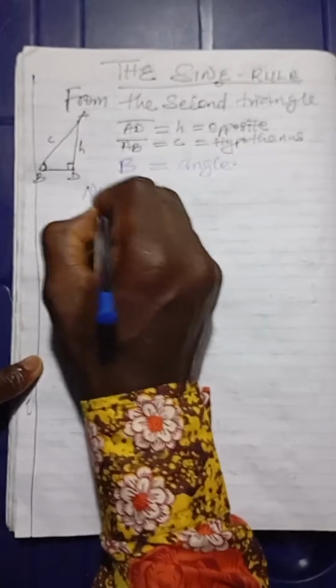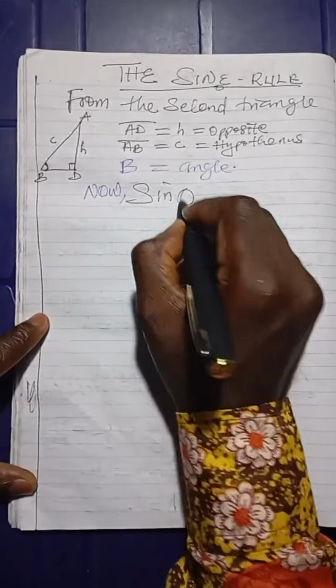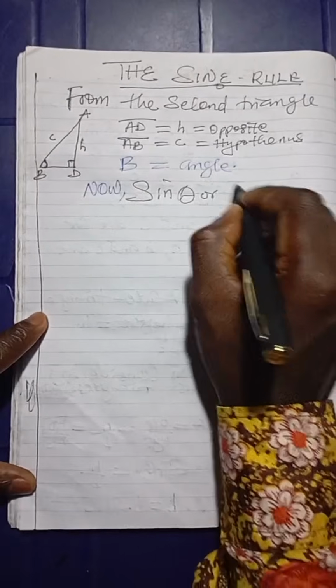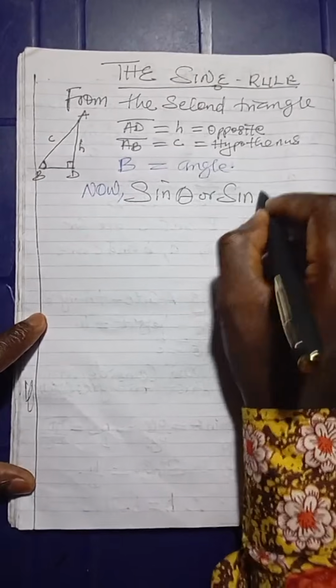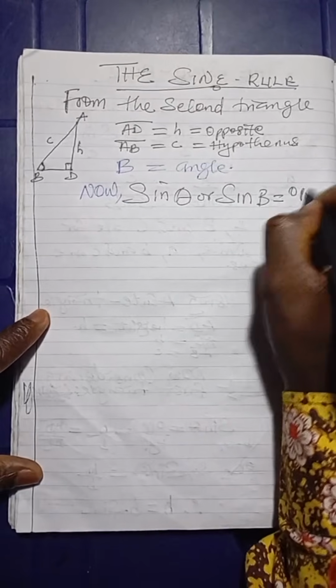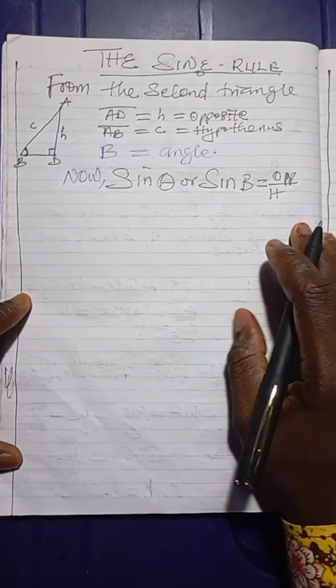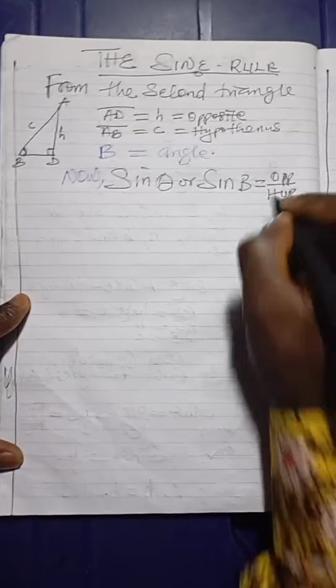Now, sine theta, or sine big B, is equal to opposite over, hope you can see it, over hypotenuse. Good. Thank you.